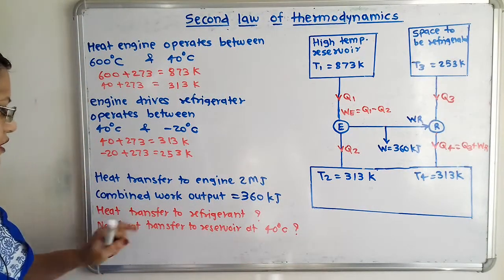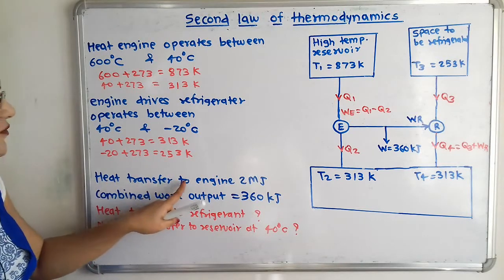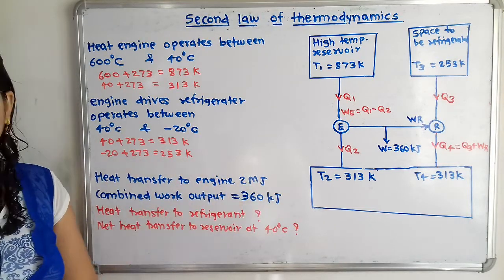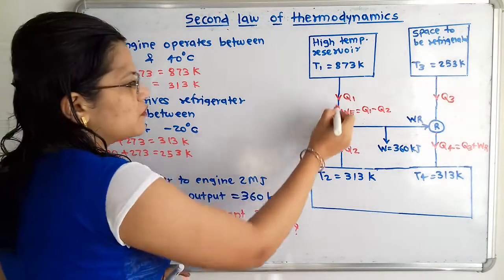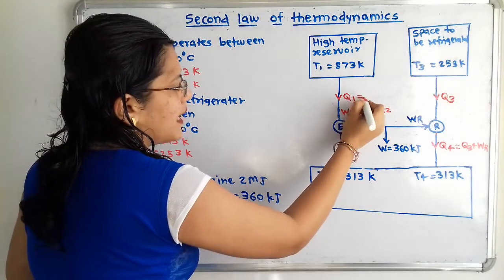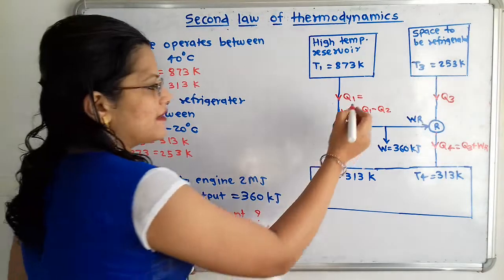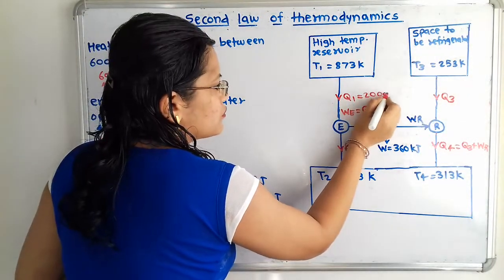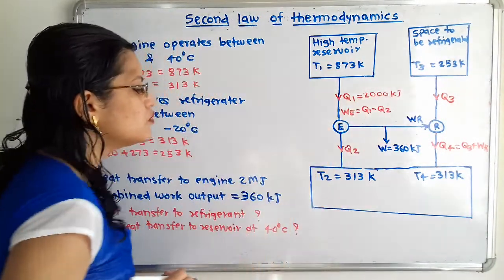Now if we observe, it is given that heat transfer to the engine is 2 megajoule. So what is the heat transfer to the engine? That is equal to Q1, and 2 megajoule. Kilojoule is the standard unit, so I will write 2000 kilojoule. That is equal to Q1.